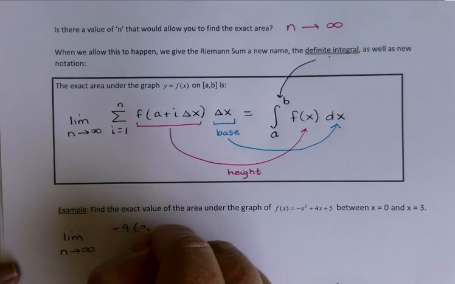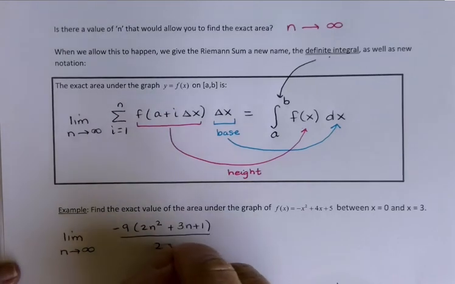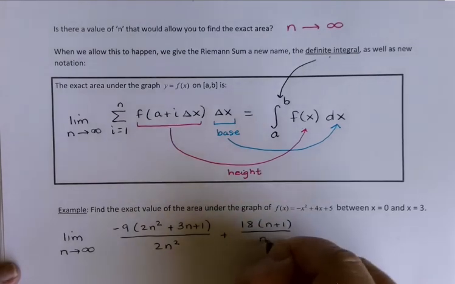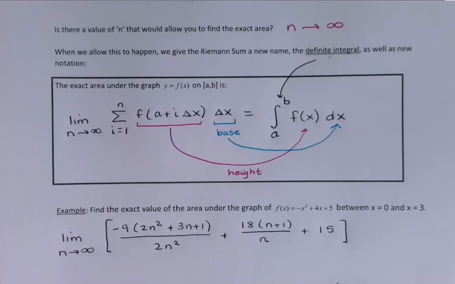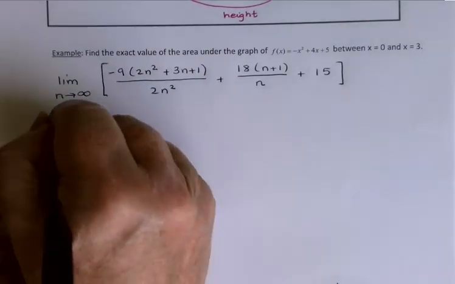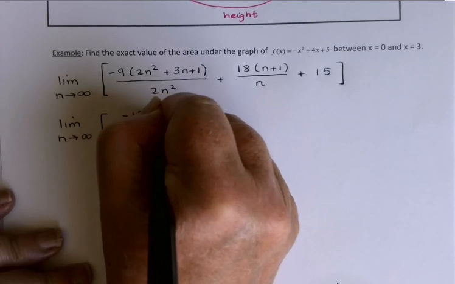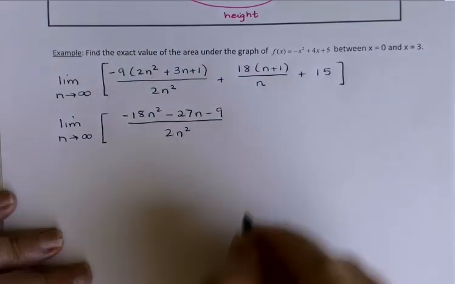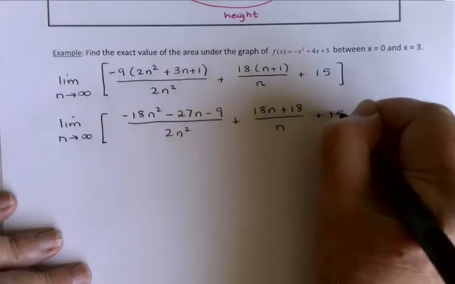All right, back to some limit skills. I think that to most easily see this limit, we probably should multiply this out, kind of like what I did when I put it in the calculator. So let me do one more algebra step here. I would have negative 18n squared minus 27n minus 9 over 2n squared plus 18n plus 18 over n plus 15.